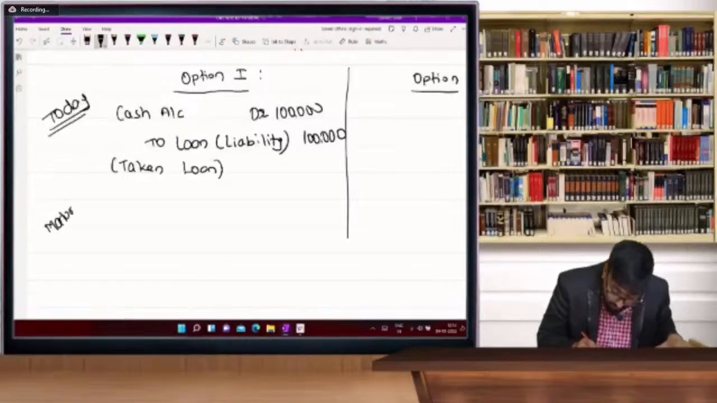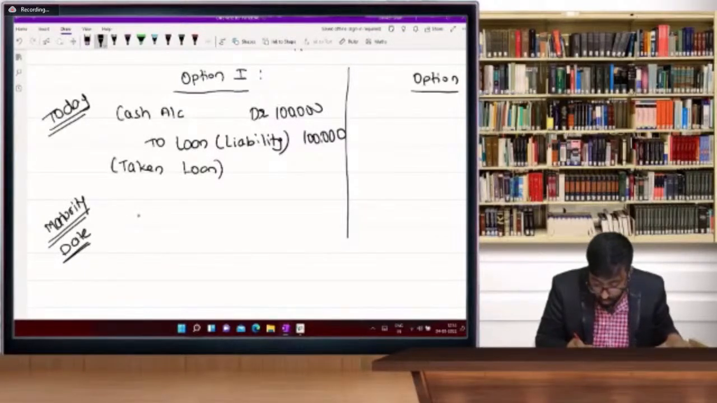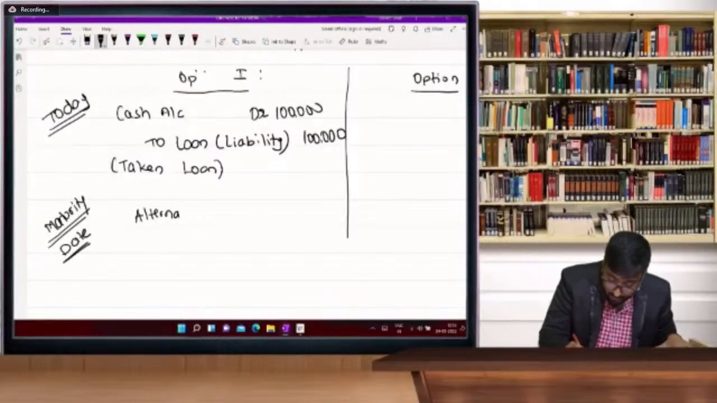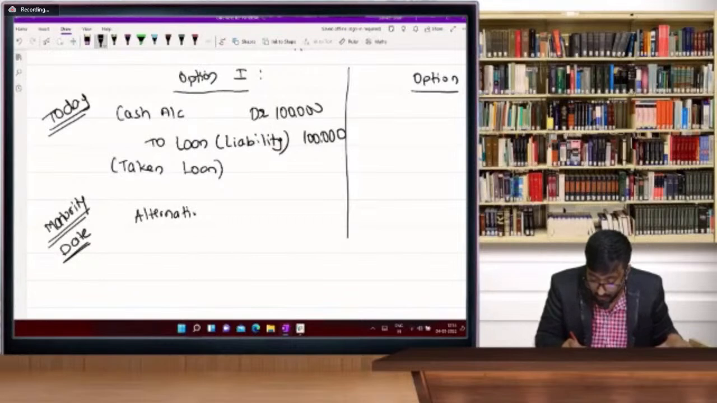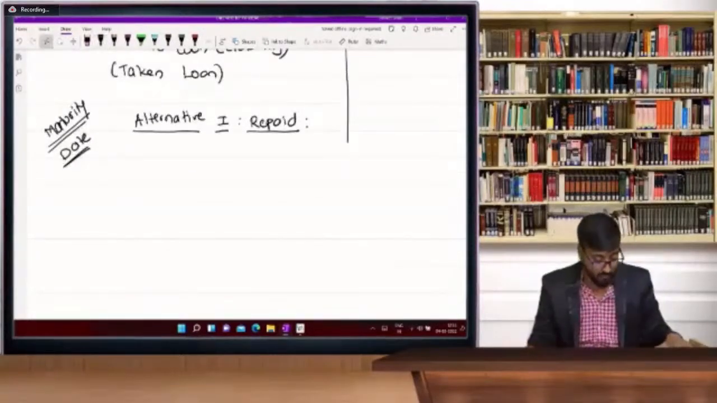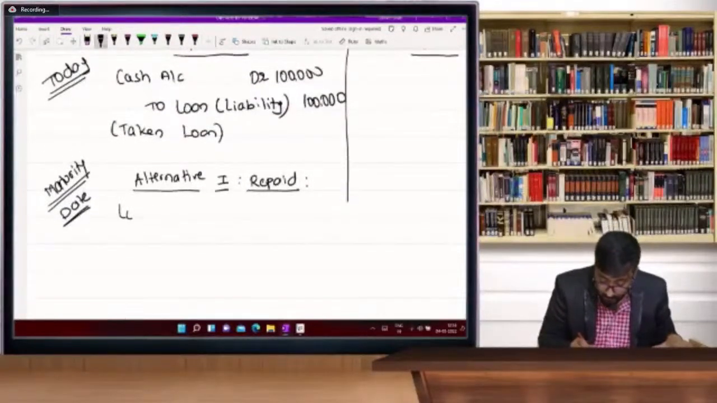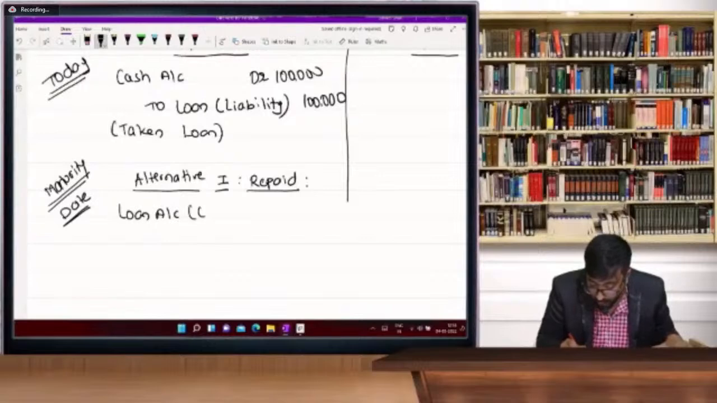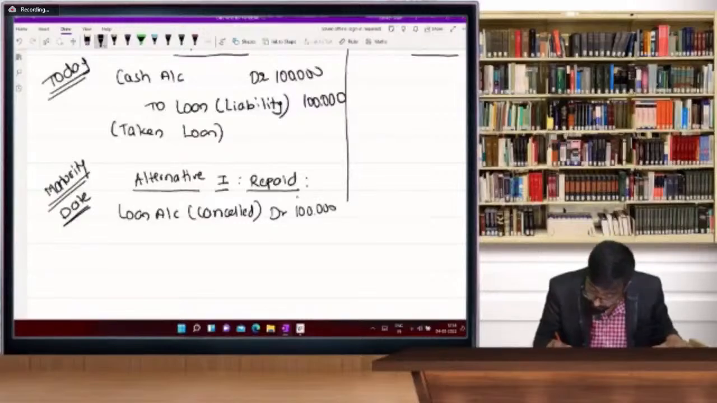On maturity date, what happens? Alternative 1. Chalo, theek hai. Option 1. Alternative 1: I repaid the loan. So what is the entry for that? Understand first, loan gets cancelled. So liability debit, and I paid cash 1 lakh.